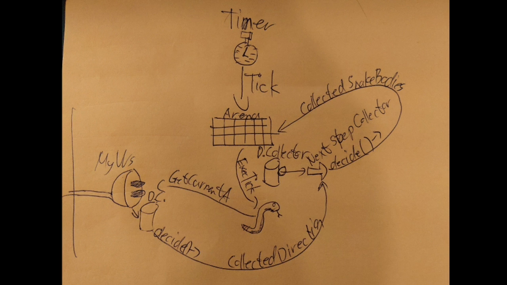We start in the timer section. The timer ticks, it's like a clock. Every second it fires a tick event. The tick event is a normal Rust data structure. It's derived from an Actix message. This one gets sent to the arena, which is the 3x6 grid. The arena then creates a decision collector and a next step collector.